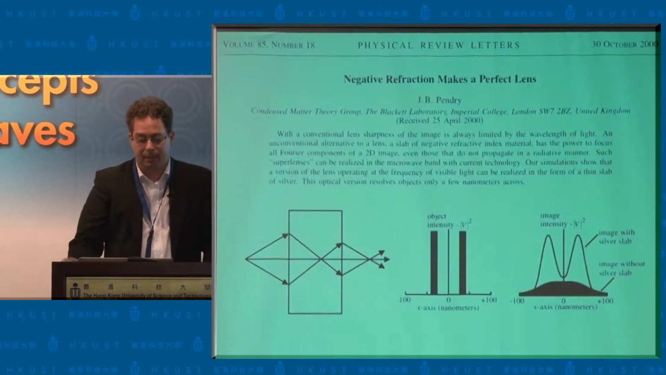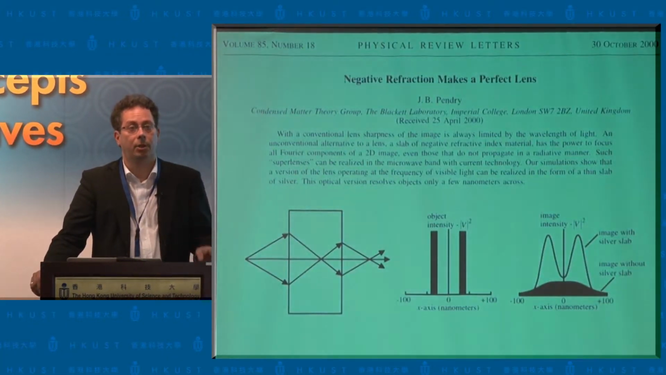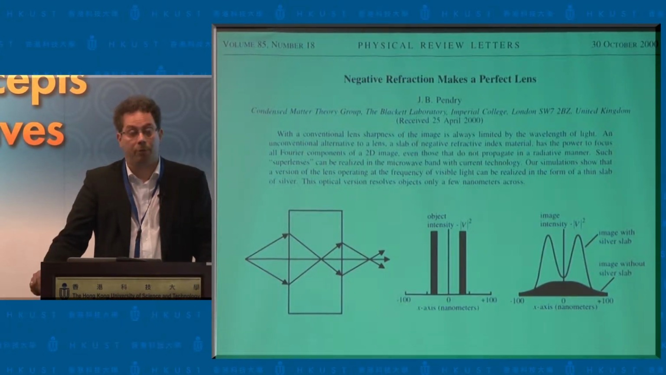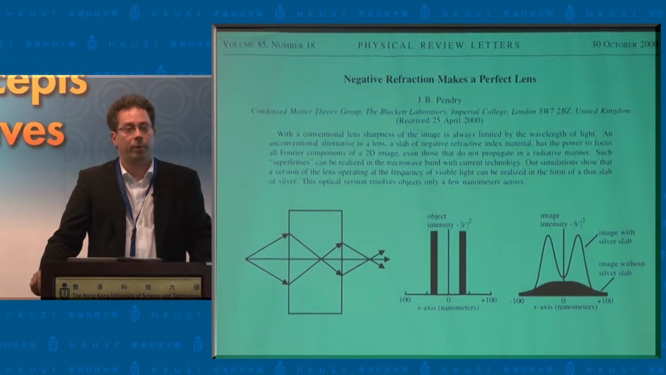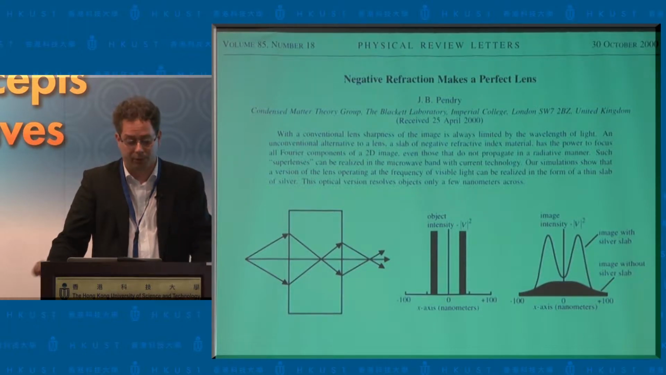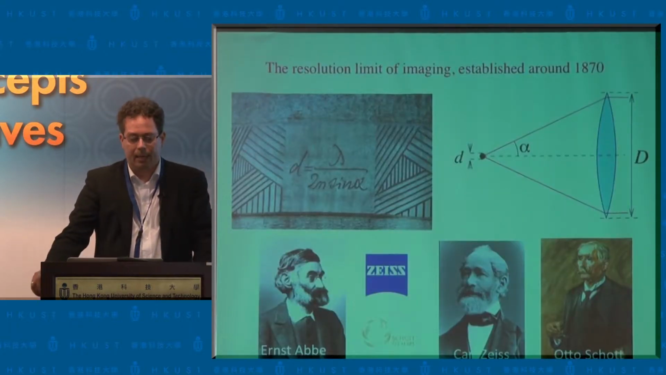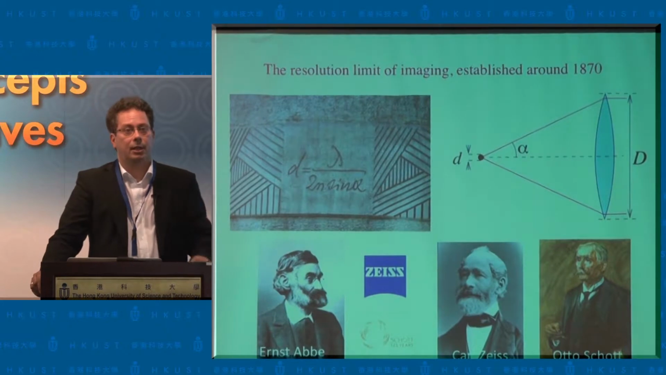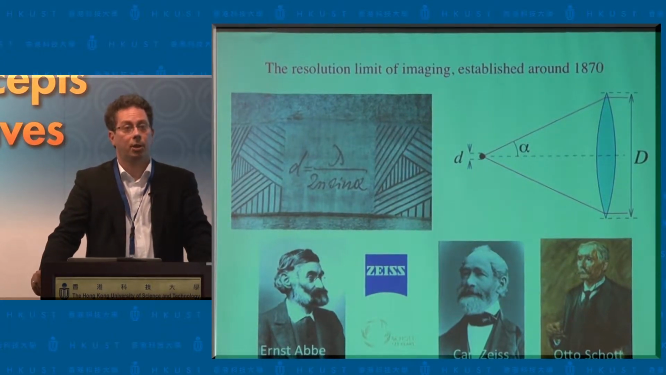My argument is that it's essentially going back to the starting point of this field. And the starting point was this paper by John Pendry from 2000, where he showed that a slab of negative refractive index material is able to make a perfect lens. The subject of that is perfect imaging and super resolution. Now, this subject has been at the heart of modern optics.